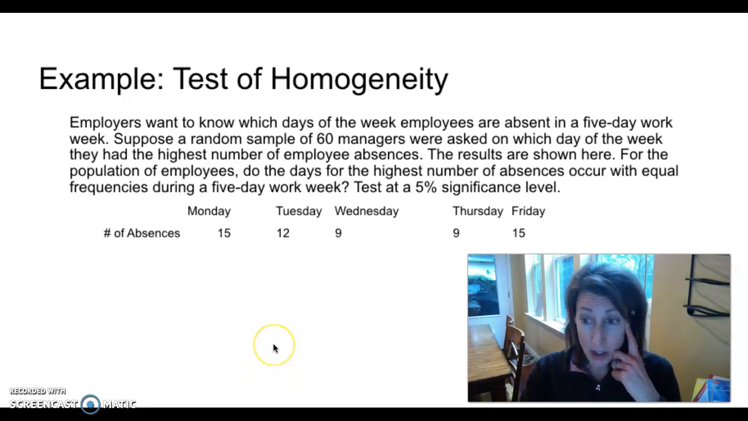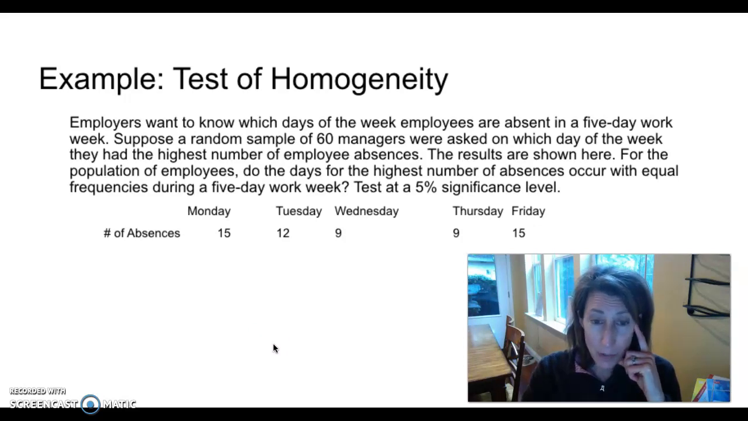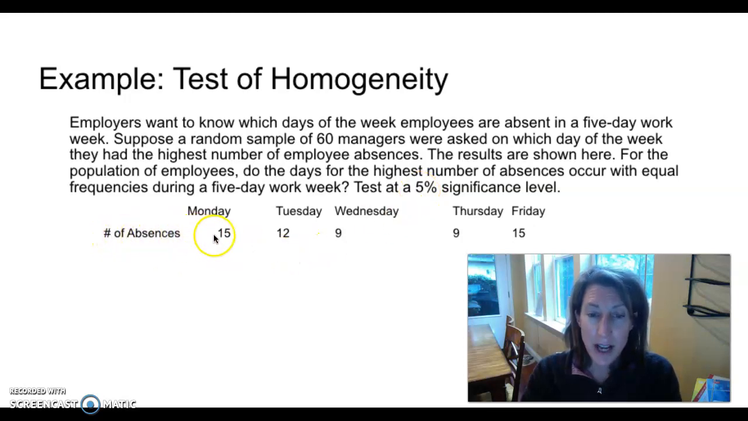So I've got this little chart I tried to put together. For the population of employees, what we want to know is, do the days for the highest number of absences occur with equal frequency? Let's see. We're going to test it at a 5% significance level. That's our alpha. And so here's what we observe. We have 15 absences on Monday, 12 on Tuesday, 9 on Wednesday, 9 on Thursday, 15 on Friday. So that adds up to our sample of 60.